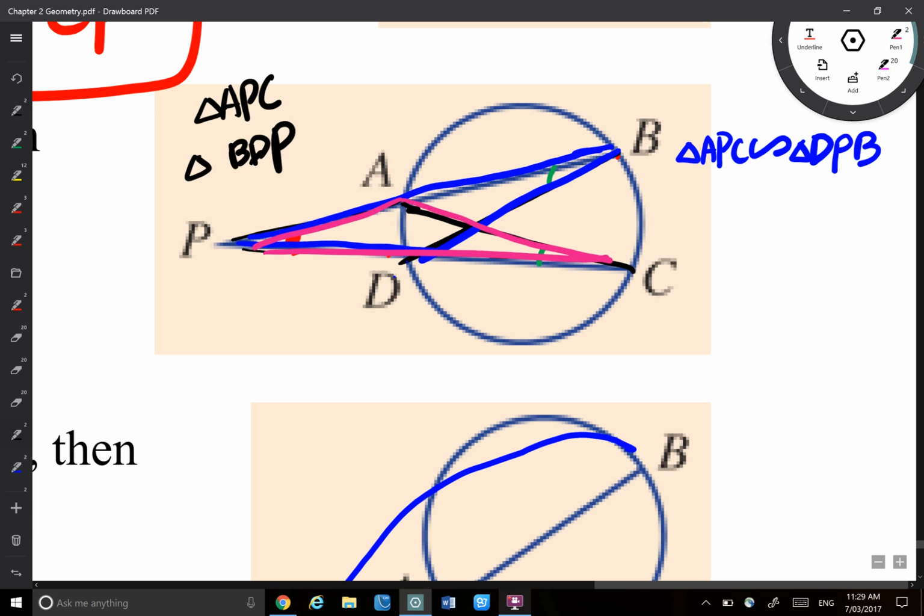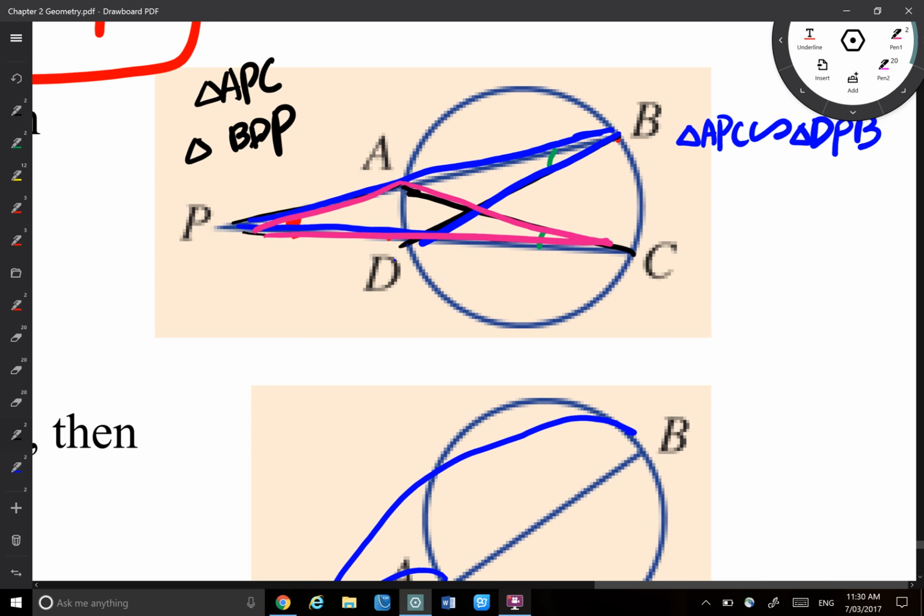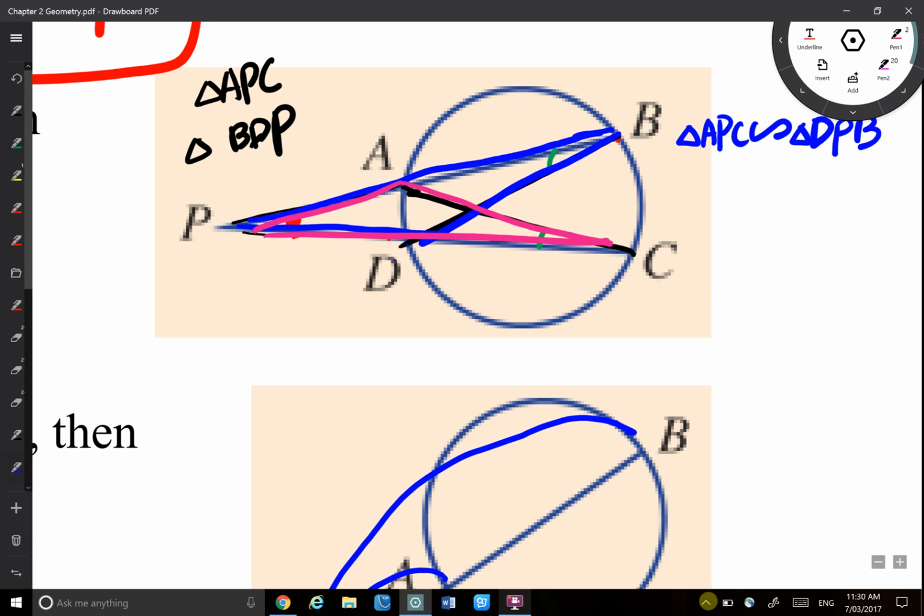That one is in pink. Okay, I'm looking for those two triangles, and I will start to write. I'll start from the blue triangle.